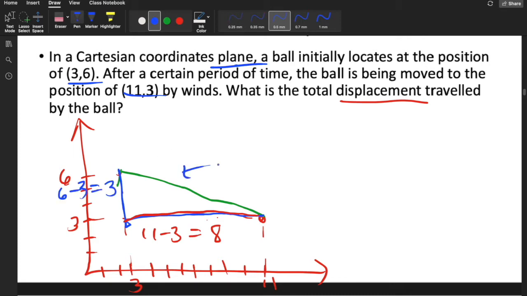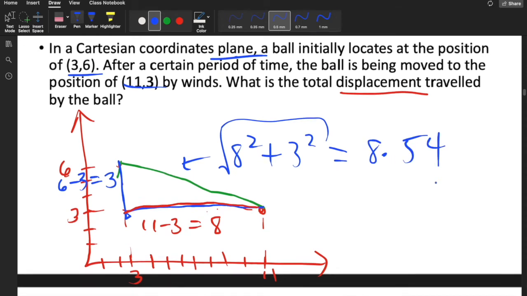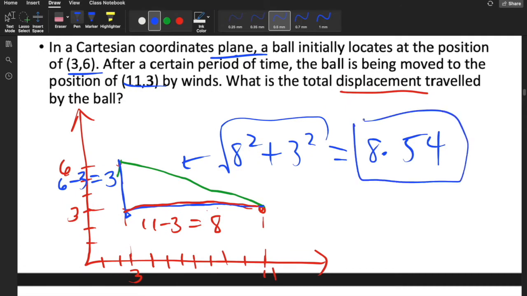And then here, you just apply the theory, 8 squared plus 3 squared, and then take the square root, will be equal to your displacement, which is equal to, let me calculate that. Square root of 64 plus 9 is approximately equal to 8.54. So here is your answer.